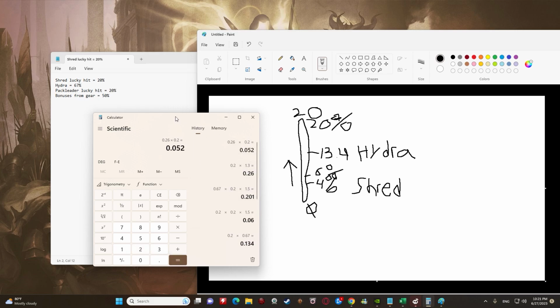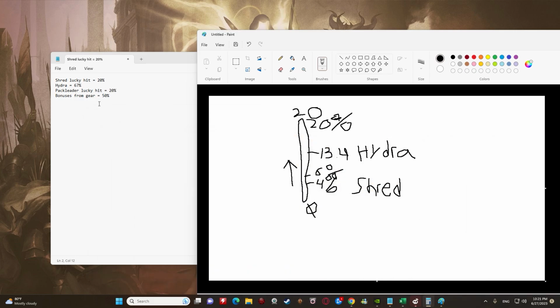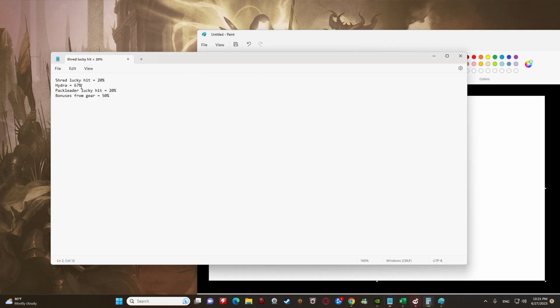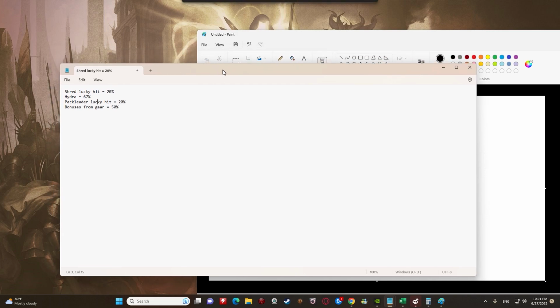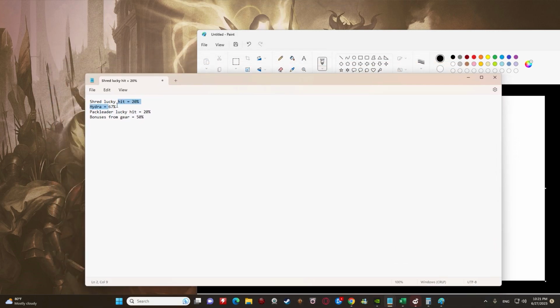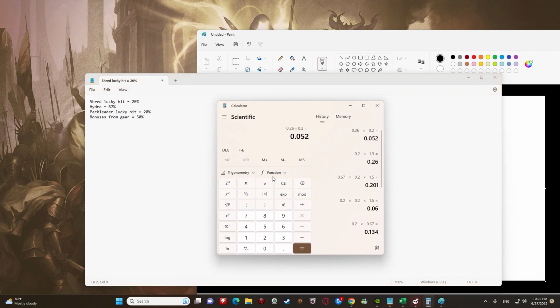So keep that in mind whenever you're calculating from your gear. It does in fact factor it into the skill. So if you see that it says 67% on your Hydra, for example, and you have lucky hit chance on your gear, it has already factored that in. So if you're going to do the math yourself, make sure that you know that, so you don't go 0.67 times 0.2 times 1.5 when the 1.5 has already been factored in. So you don't mess that up.